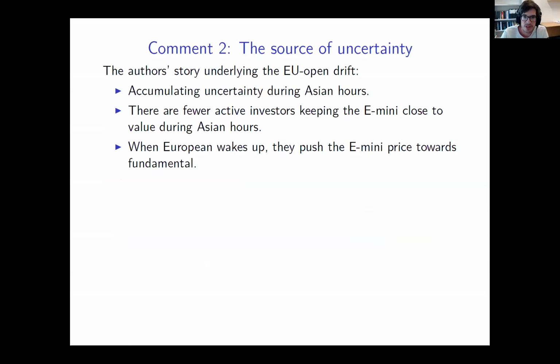In the story of Oleg and Dima, their argument is that there is a drift during the open of the European market because there is accumulating uncertainty during Asian hours. There are fewer active investors keeping the E-mini close to value during Asian hours, but when the European market wakes up, European investors push the E-mini price towards fundamental.